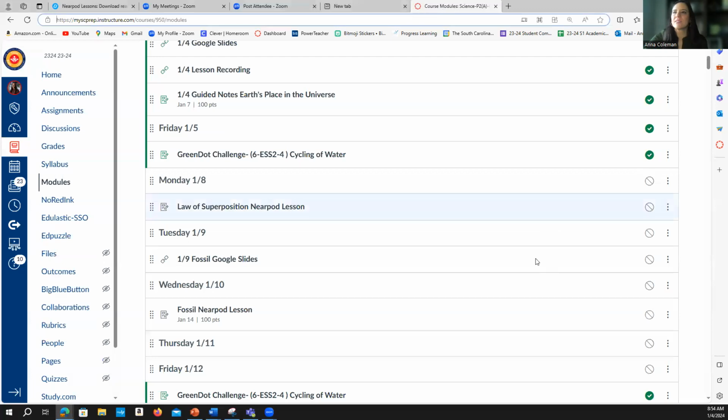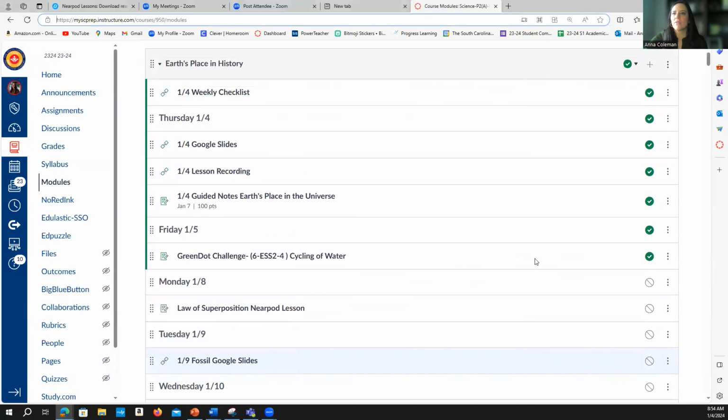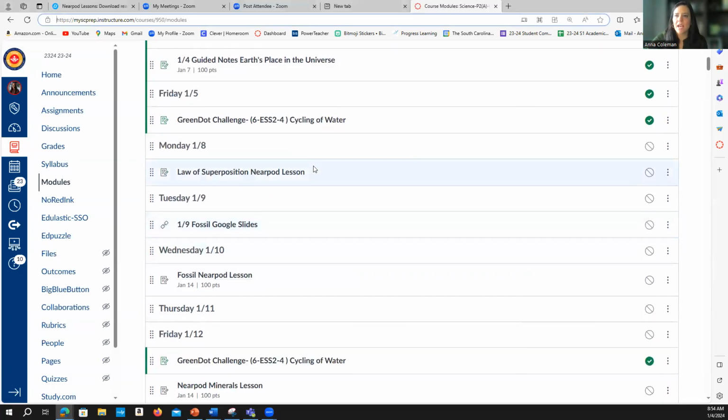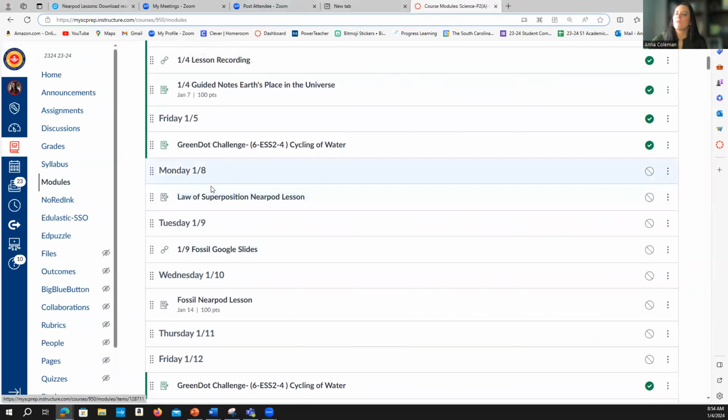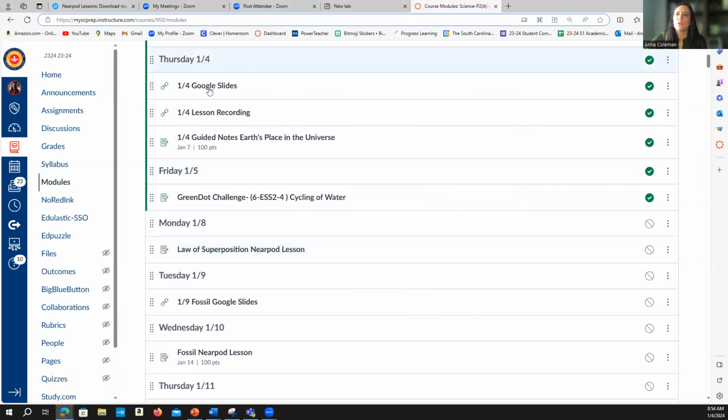So you can see my screen is shared. What lesson are we doing today? We're doing the law of superposition Nearpod lesson. That means you should have already done your lesson on Thursday, because I taught on the rock strata, the layers of the rock that help scientists come to a conclusion of a geological timeline, and how we look at rock strata and we look at the layers of the rock to look at how old the Earth is.